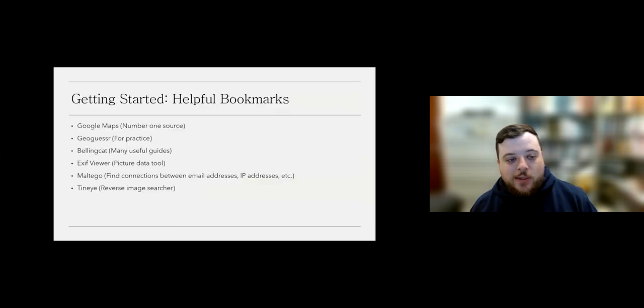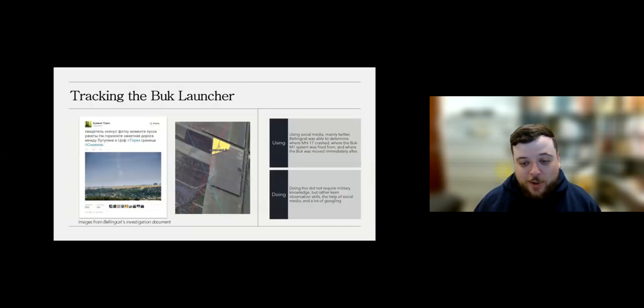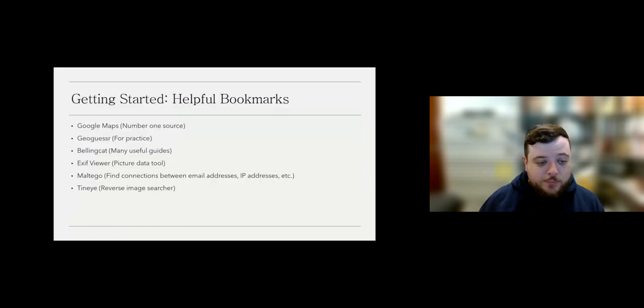So basically, we're going to go over how to get started today, the very basics here. Google Maps is always going to be the number one source of information, right? It's generally how people scroll through finding these locations. While it might take hours to do, Google Street View is always going to be your friend, especially satellite view too. Satellite view is actually, I believe, where Bellingcat got this image from. So it's going to be your friend when doing this kind of work, right?